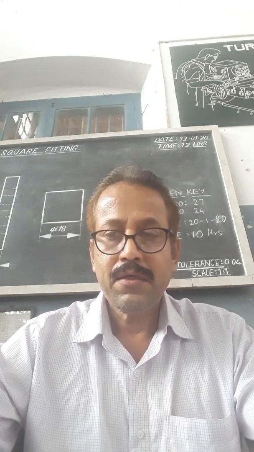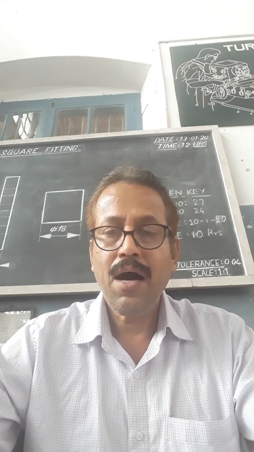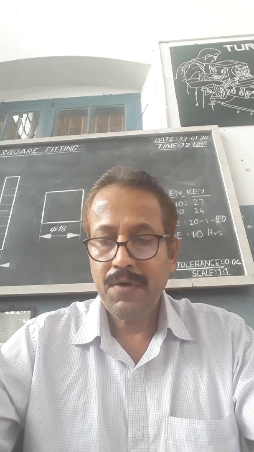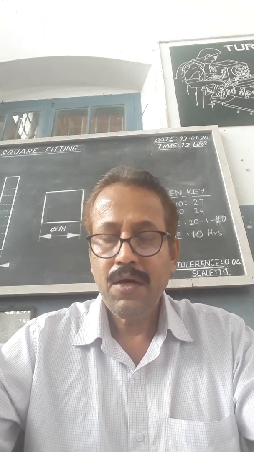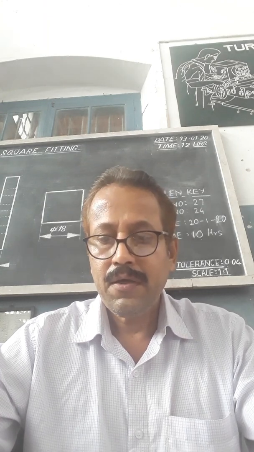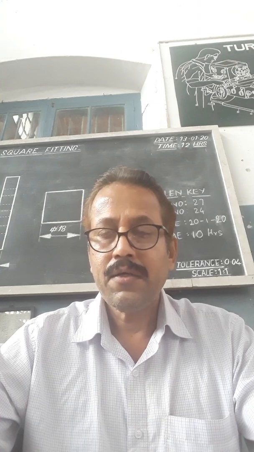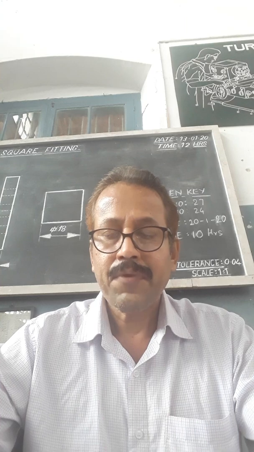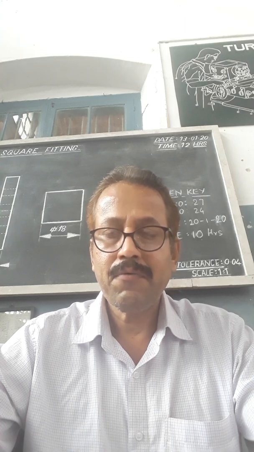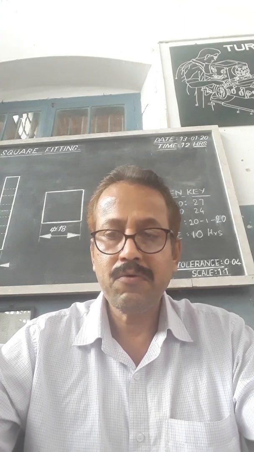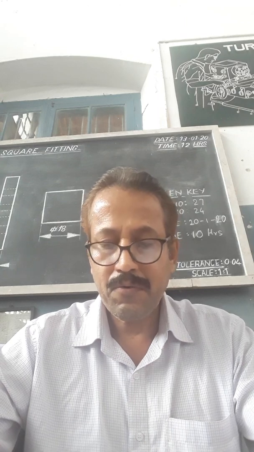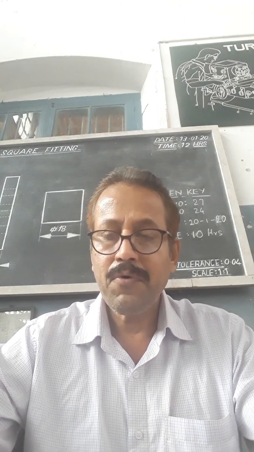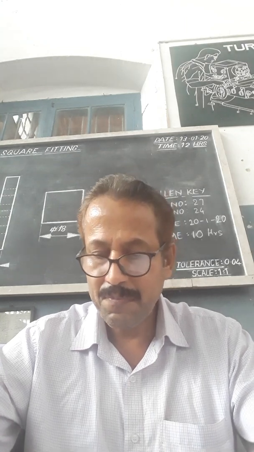This key is used mainly where the hub should slide over the shaft. For that purpose, this type of key is used. Either the key is just inserted in the groove made for it, or if tight fitting is required, then both ends of the key are screwed to the shaft with proper screws, and by this the hub slides over the shaft.